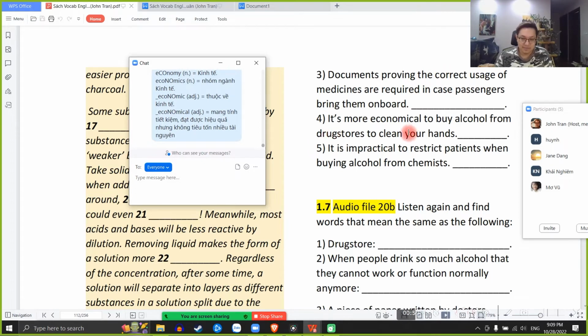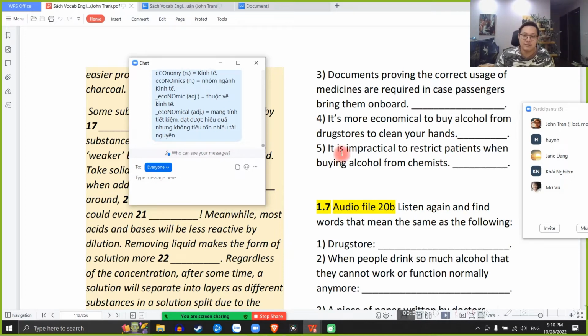It's more economical to buy alcohol from drugstores to clean your hands. Nó kinh tế tiết kiệm hơn nhiều để mua những cái cồn từ hiệu thuốc để mà rửa tay. Thay vì mua mấy cái cồn, mấy cái mà rửa tay trong siêu thị á. So instead of going to the supermarket and buy those, you know, things to clean your hands, you can buy them from drugstores. It's cheaper. Thật sự là đúng nha mọi người.